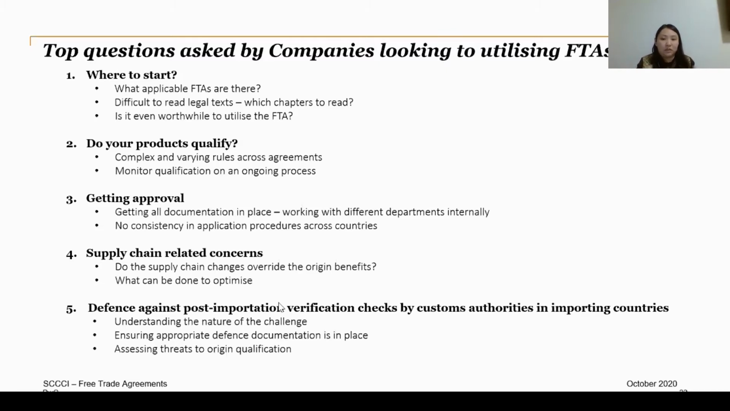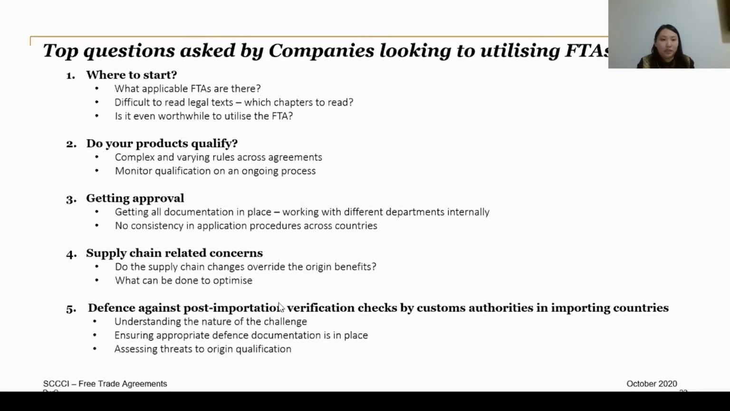Okay, and then this one is very important, the defense. This is, I think, what companies are afraid of. What if we get it wrong? Like, this is so complicated. What happens if I get it wrong? If I get checked by customs?